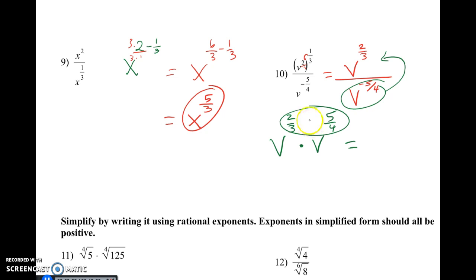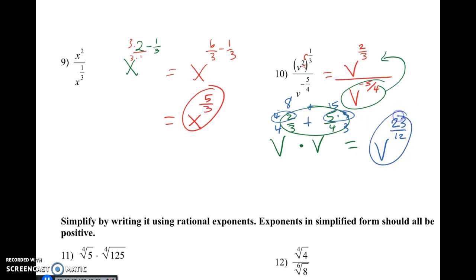So if I'm adding these exponents, I know I need to get common denominators. Between 3 and 4, I'd multiply this one by 3 and this one by 4 to get a common denominator of 12. And 4 times 2 is 8, so 8 plus 5 times 3 is 15. 15 plus 8 is 23.